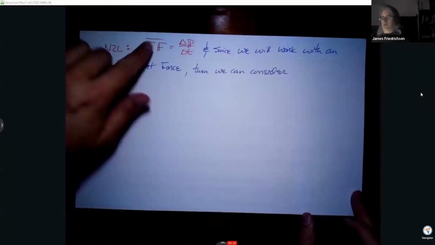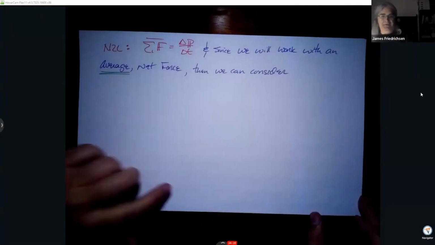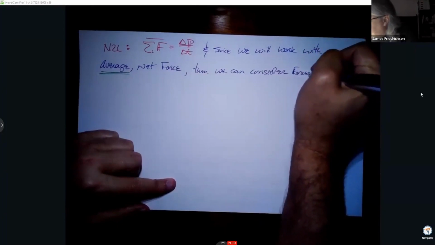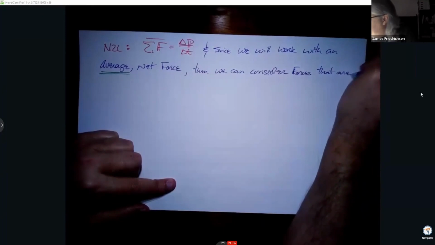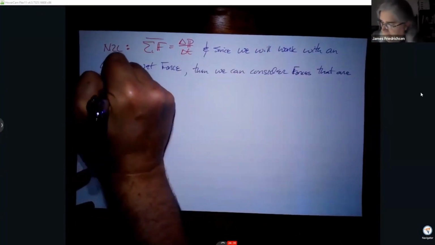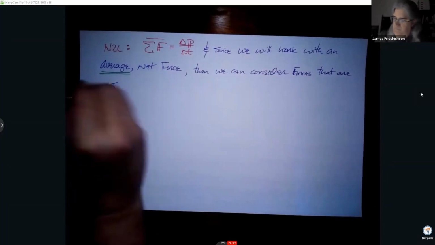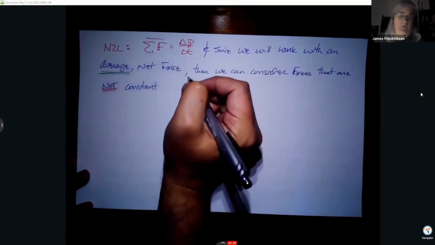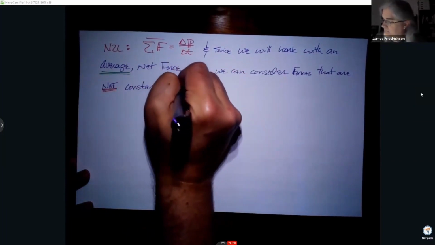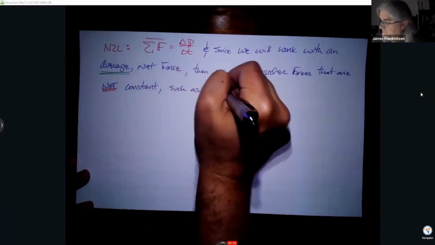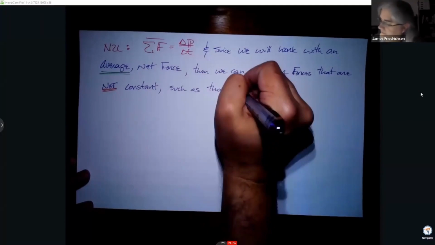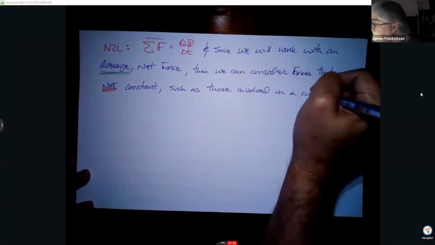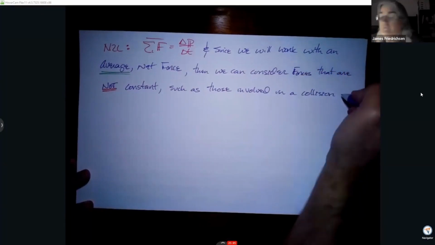But if we're going to work where we're doing average net forces, then we can consider forces that are not constant, such as the forces that are involved in a collision.